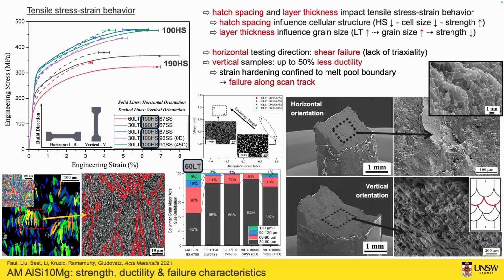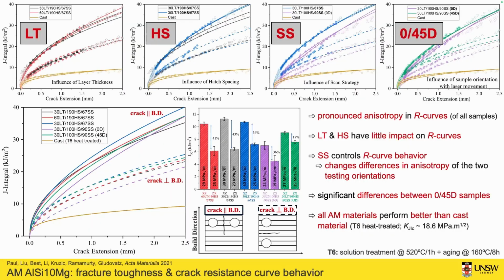After all these tests, we have then, of course, also looked at fracture toughness in these materials. What we find overall is that samples that were tested with a crack propagating parallel to the build direction, as compared to the orthogonal orientation, show an overall way more pronounced R-curve behavior for all different batches of material. Once we start playing with layer thickness and hatch spacing, we do not really see that they impact our R-curve behavior significantly as compared to what they do to strength.